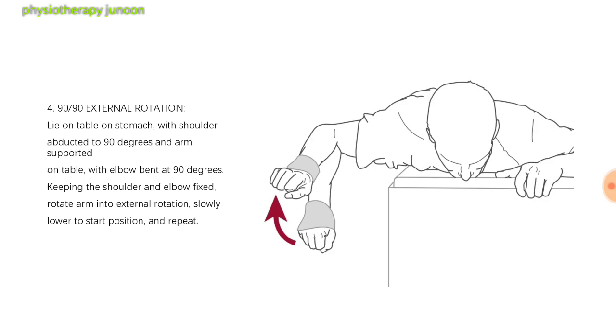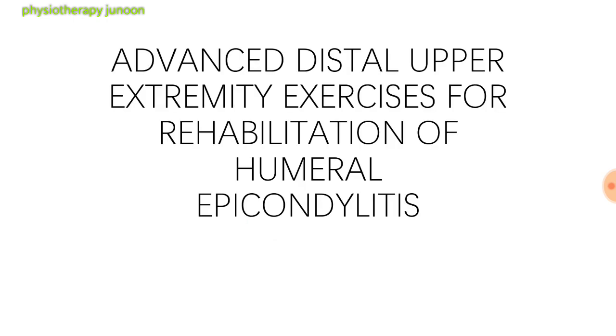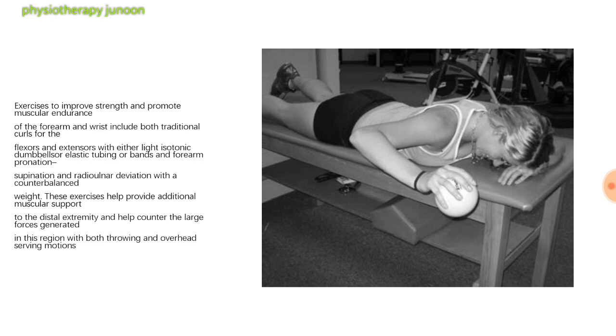90-90 external rotation: lie on the table on your stomach with the shoulder abducted to 90 degrees and arm supported on the table with the elbow bent at 90 degrees. Keep the shoulder and elbow fixed. Rotate the arm into external rotation. Slowly lower to the start position and repeat. Advanced distal upper extremity exercise for rehabilitation of humeral epicondylitis.